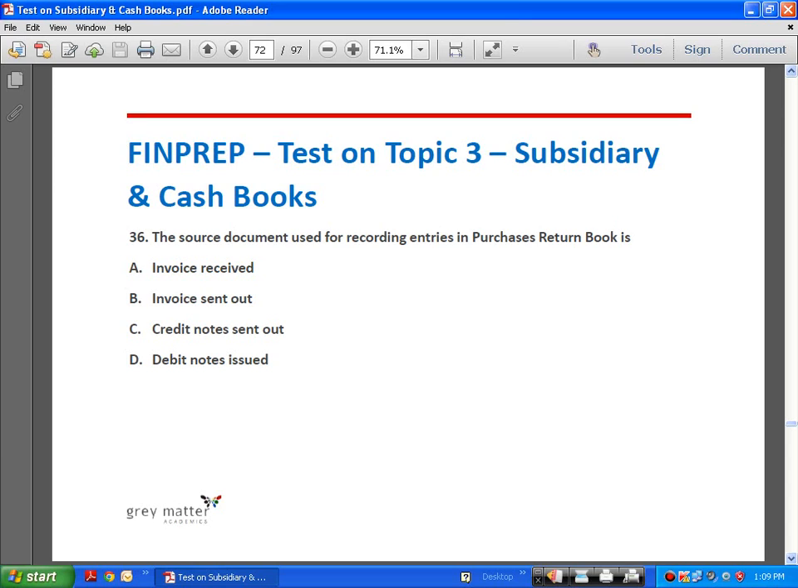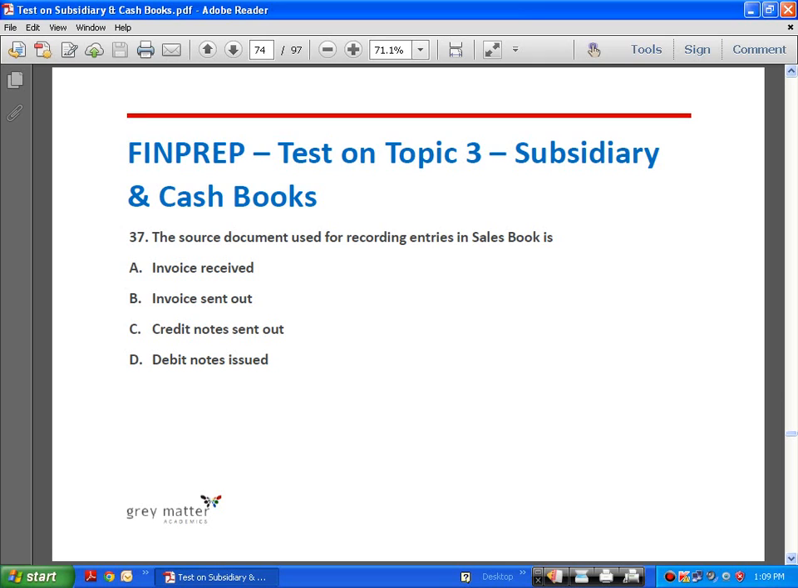Next, question number 36. The source document used for recording entries in purchase return book is, okay, so options are invoice received, no. When you receive an invoice, we make an entry in the purchases book. When invoices are sent out, entry is made in the sales book. When credit notes are sent out, entry is made in the sales returns book. And when debit notes are issued, that is the time when we make an entry in the purchase returns book. So answer is D.